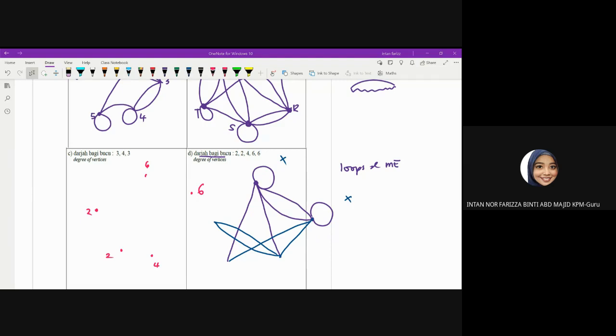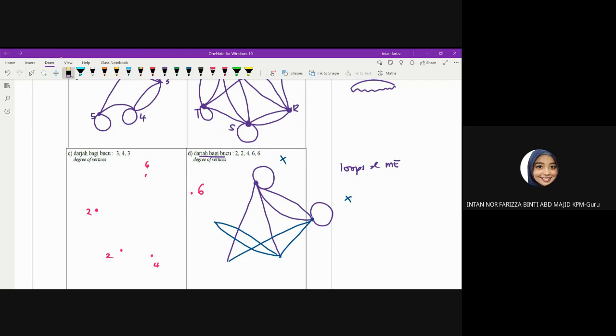Teacher, why isn't 2 a loop? Oh, why isn't 2 a loop? Which one is that? You mean which one? This one? You want to draw a loop at 2? What do you mean? Okay, let me finish explaining this one first. I'm going to show you option 2 first.